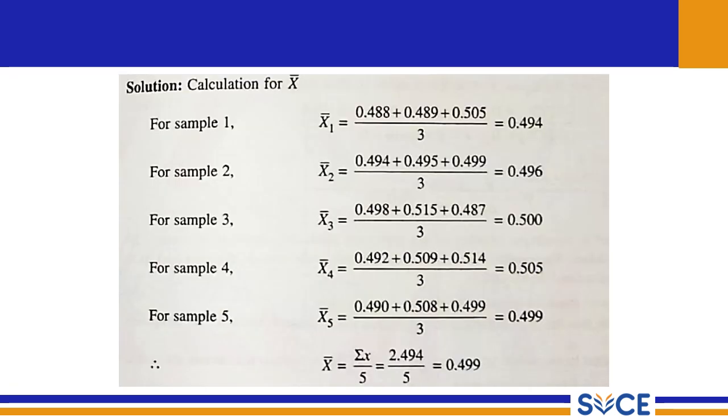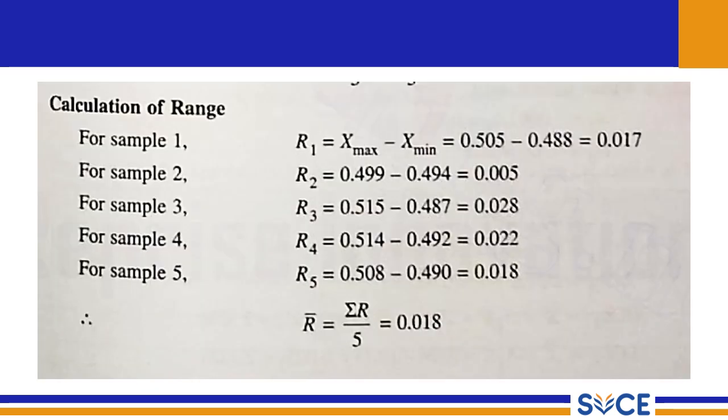In step 1, we calculate X bar. For sample 1, we add all the 3 readings and divide by 3, taking the average. That is X1, and X1 will be 0.494. Similarly, for X2, we add all the 3 readings and divide by 3. We do that for all 5 samples, then add all the 5 values and divide by 5. That is the average, and we get the X bar value. That is the center line, so the center line will be the X bar.